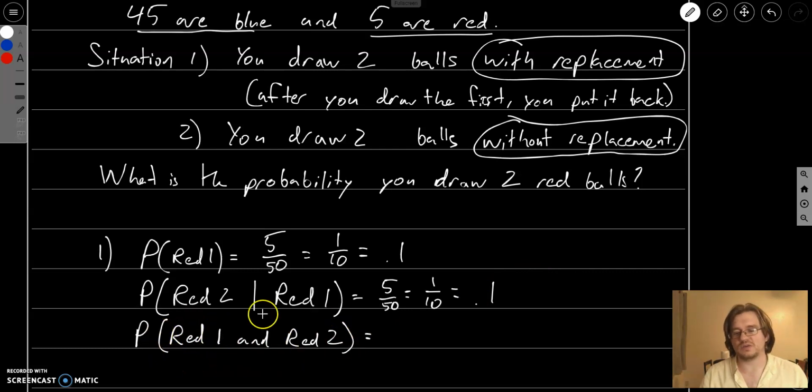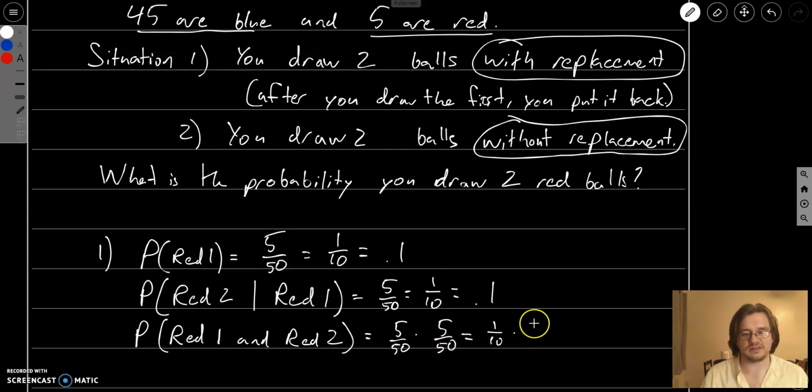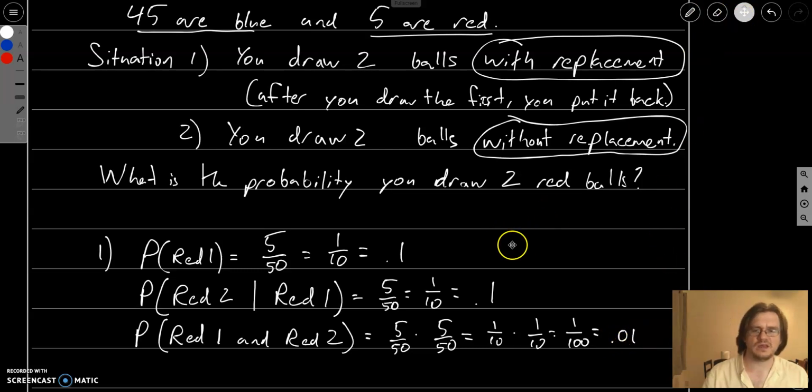So now, with our multiplication rule, what's the probability of drawing a red ball and then drawing a second red ball, as long as we've replaced the balls? Well, we just get to multiply these guys. It'll be the probability of drawing a red ball first, and then the probability of drawing a red ball second, which is going to be 1/10 times 1/10, same thing as 1/100th, or 1%, 0.01. Okay, so that seemed pretty easy. We didn't have to think very hard with this one.